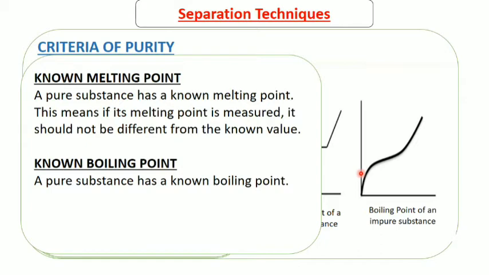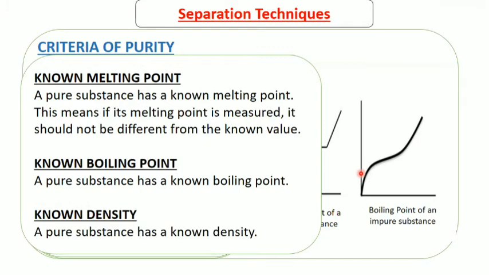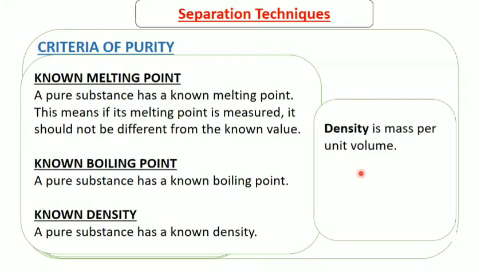And finally, density can also be used to test if a substance is pure or not. So pure substances have a known density. What is density? Density is just mass per unit volume, and it's calculated using the formula D equals mass over volume. So you measure the mass and you measure the volume, then you divide them. The value that you get should be the same as the value that has been recorded somewhere.